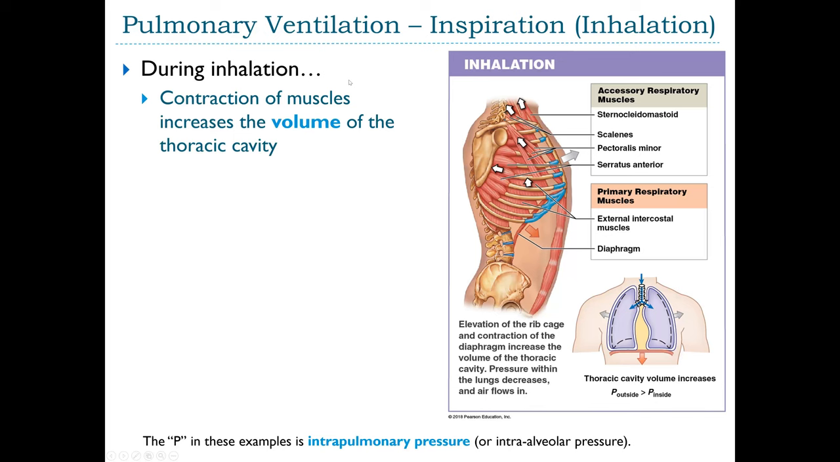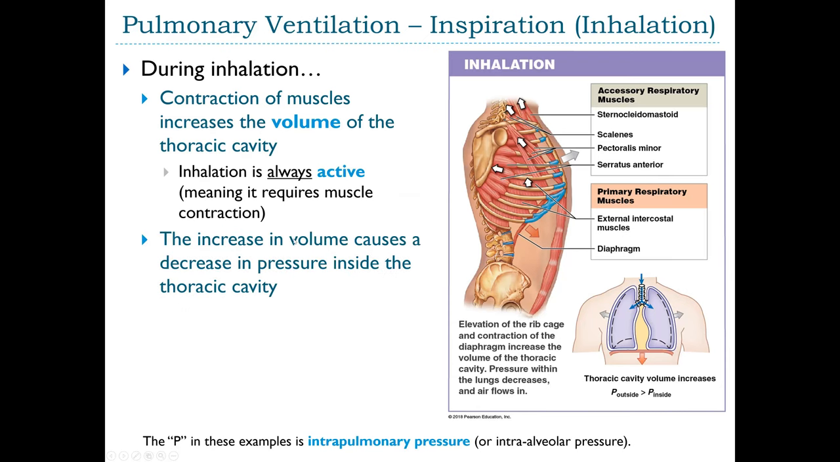So during inhalation, you have contraction of muscles that will increase the volume of the thoracic cavity. So remember, the diaphragm is going to move down and the external intercostal muscles are going to pull the rib cage and the sternum up and out. And that is going to increase the volume of the thoracic cavity. Inhalation is always active, meaning it always is going to require muscle contraction. At rest, it will just be the external intercostal muscles and the diaphragm, but then during exercise or more strenuous breathing, you will involve the accessory respiratory muscles.